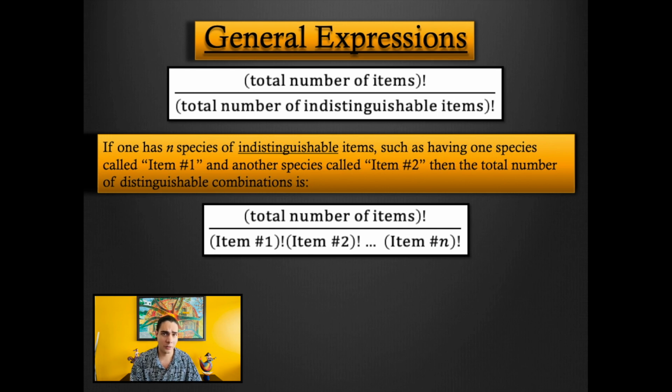Expressing this idea mathematically, this is what we obtain. We take the factorial of the total number of items and we divide this by the factorial of the number of indistinguishable items. If we have multiple types of indistinguishable items, then we just divide the factorial of the total number of items by the product of the factorial of their numbers.